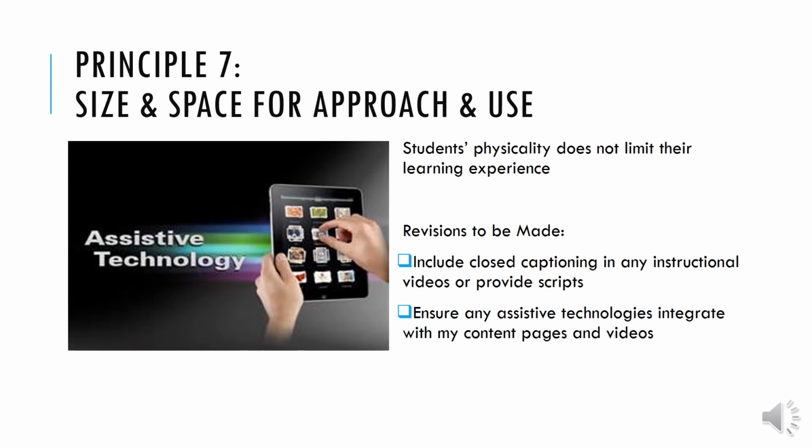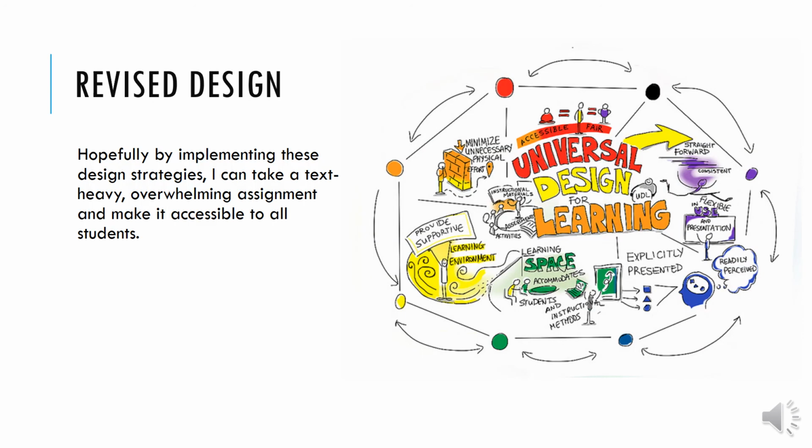Principle 7 is size and space for approach and use. This means that students' physicality is not limiting their learning experience. In an online course, and in my particular revision case, I can include closed captioning in any instructional videos or provide scripts for any audio portion of the learning. I can also ensure that any assistive technologies required integrate well with my content pages and videos that I will use for this particular assignment. Hopefully, by implementing these design strategies, I can take a text-heavy, overwhelming assignment and make it accessible to all students.